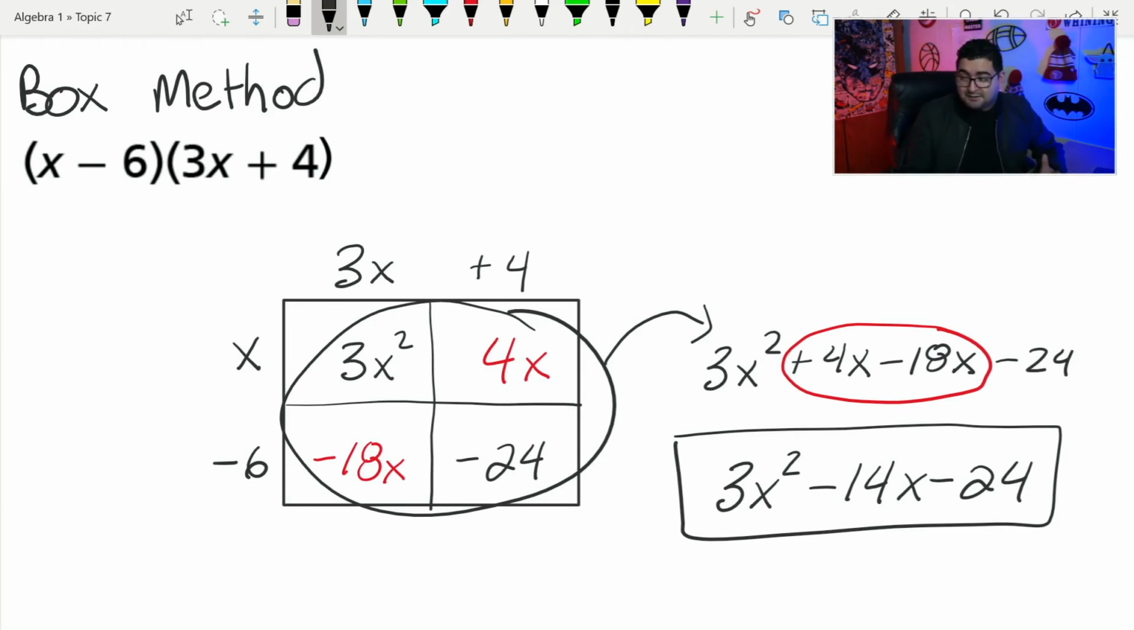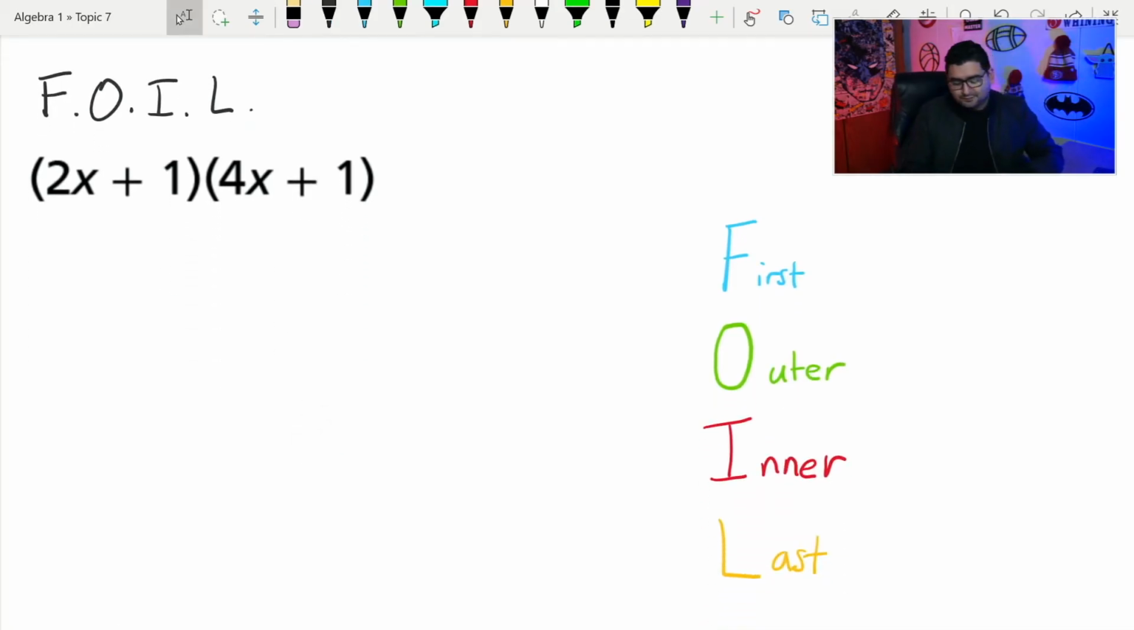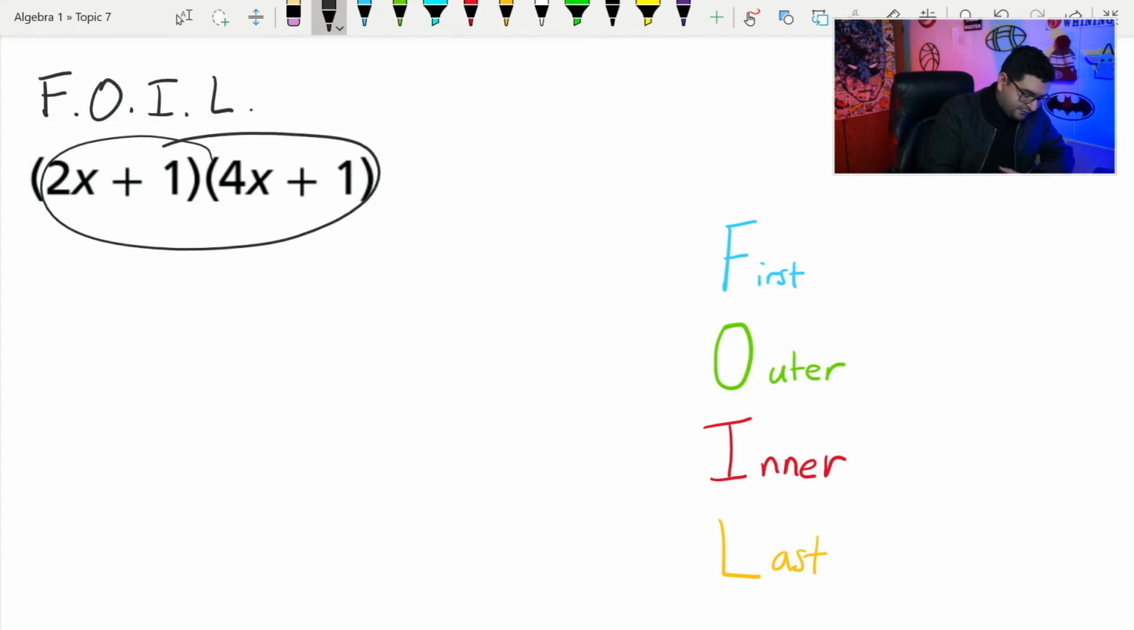So there you have the box method. And again, some of you that are visual learners might prefer this method, but it doesn't mean you have to use it. Now, this last method is probably the most common, and it is called the FOIL method. In reality, it's the same as using the distributive property, but I'll show it to you in case some of you like acronyms. FOIL is the order in which you multiply these terms.